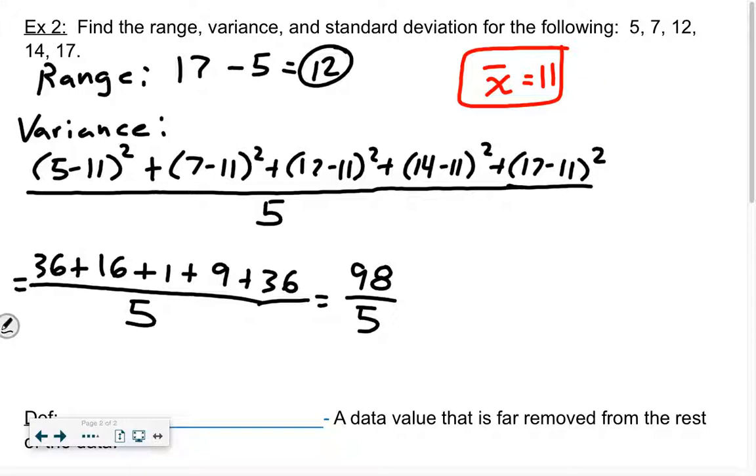True. Let's go ahead and find the decimal that this is. So if you would take 98 divided by 5. One more time. 19.6. Okay.